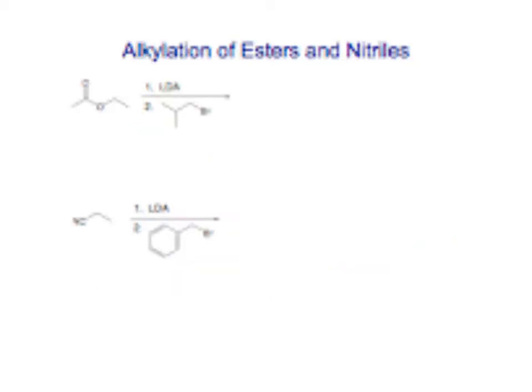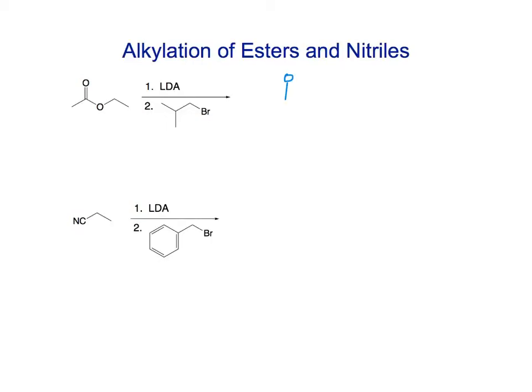Okay, so we can also do alkylations of other carboxylic acid derivatives. These are just some examples where in the top one we're doing it for an ester. So we can form an ester enolate. The first step would form the enolate of the ester. Of course, it only has one alpha position.